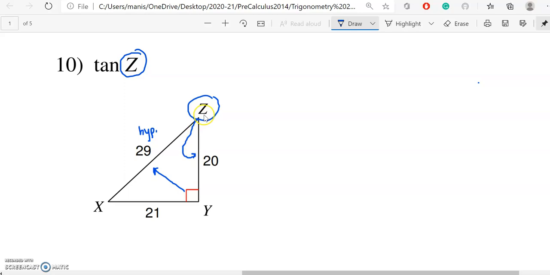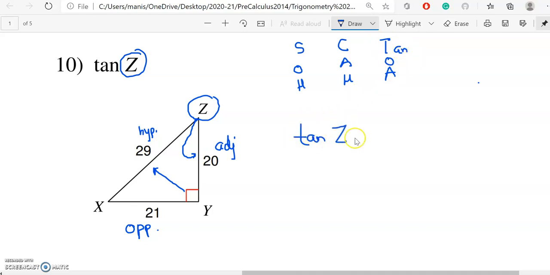Is this the opposite side to angle z? No, this is called the adjacent side to angle z. So the last side, whichever is left, you don't have any choice. That's called the opposite side. So let's write our mnemonic, SOH CAH TOA. T means what? Tangent. So my formula is tangent of z is equal to opposite over adjacent.